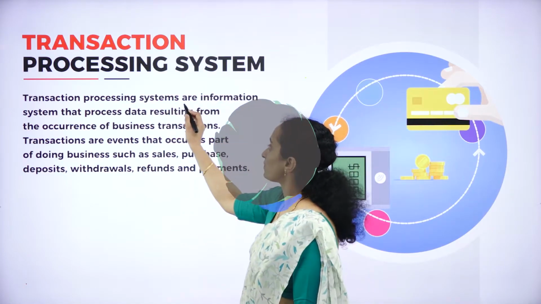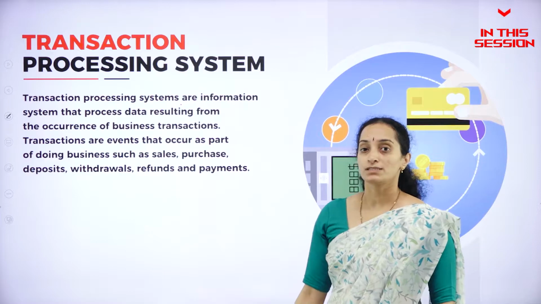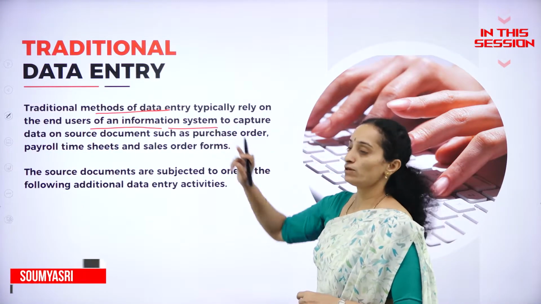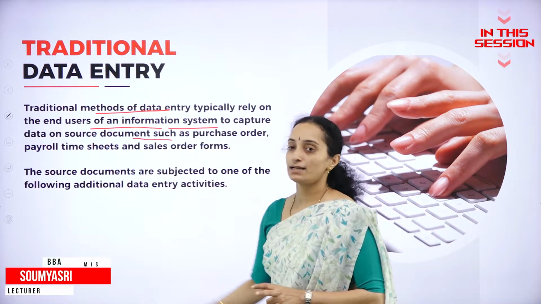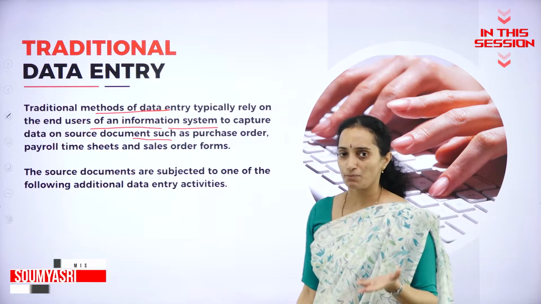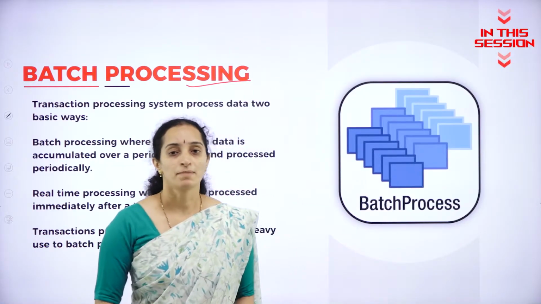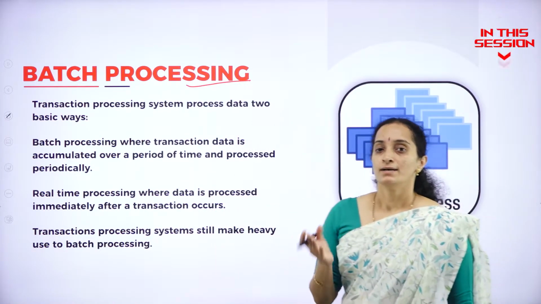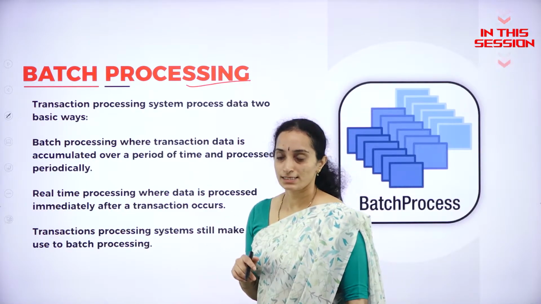The transaction processing systems are information systems that process the data. The traditional method of data entry was through the end users of the information system, who capture the data on a source document, some book or diary. Batch processing is nothing but dividing the task into several batches and implementing them in the information system.